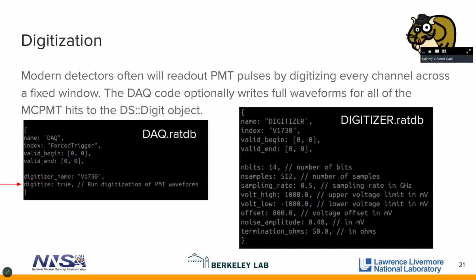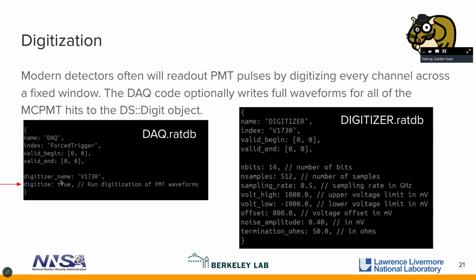Okay, and now moving on from that. So that was sort of the idea behind triggering specifically with some sort of data acquisition simulation. And after triggering, you can optionally digitize the PMT pulses. And this is turned on from dac.ratdb. So I'm showing here a snapshot of the force trigger entry in dac.ratdb.